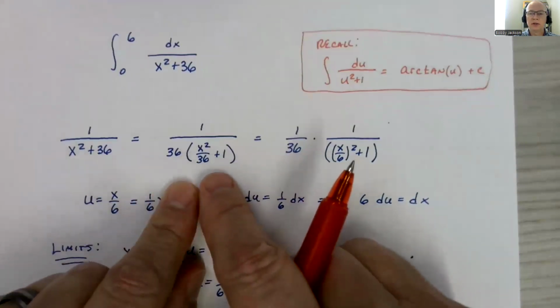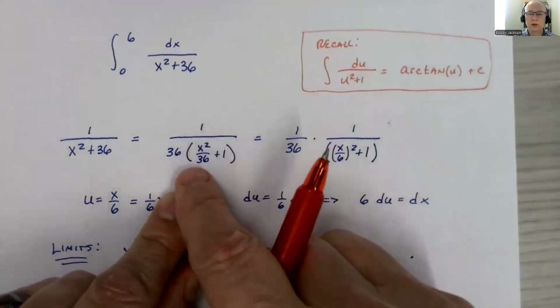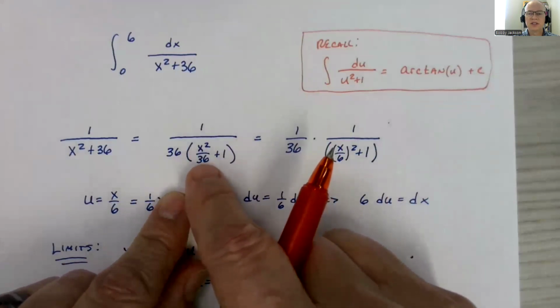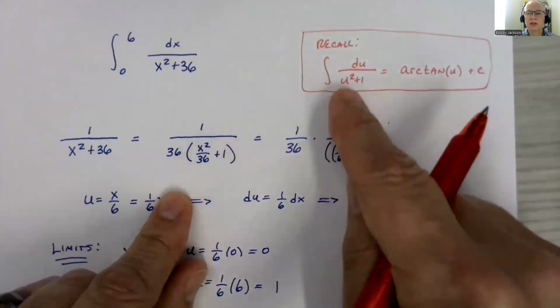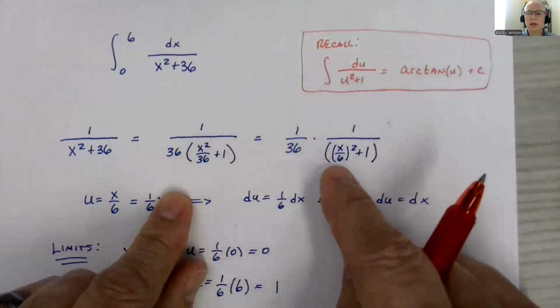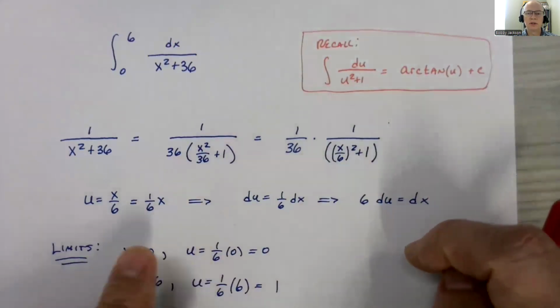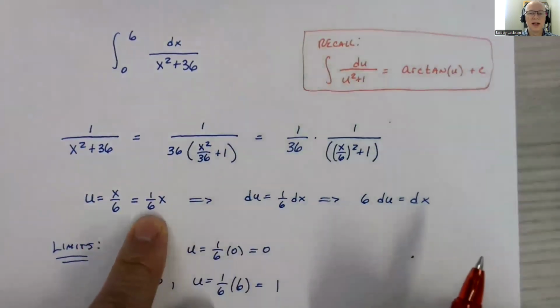Now, take a look at this. So the 1 over 36 I can pull out as a multiple. X squared divided by 36. 36 is 6 squared. So x squared divided by 6 squared is just x over 6 squared. And now notice the form, right? To get this to match up, I need u to be x divided by 6. If u is x divided by 6, then u squared is x squared divided by 36. So I need u to be x divided by 6. X divided by 6 is the same as 1/6 x, right?